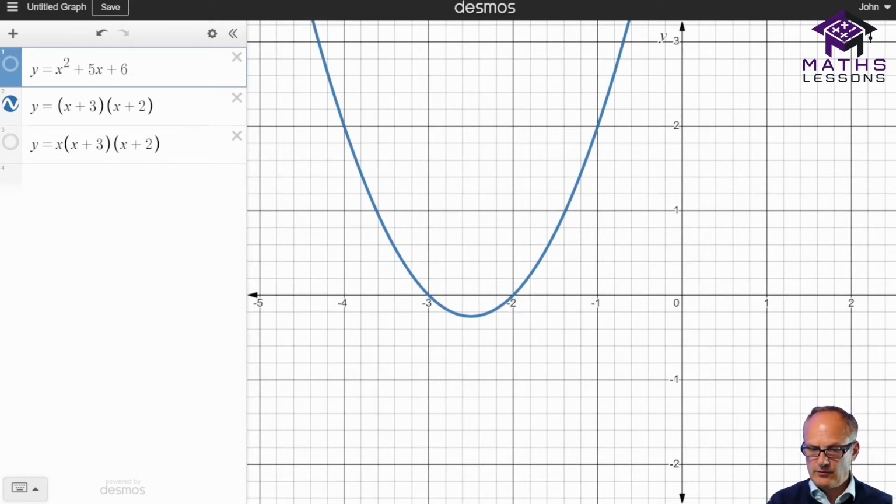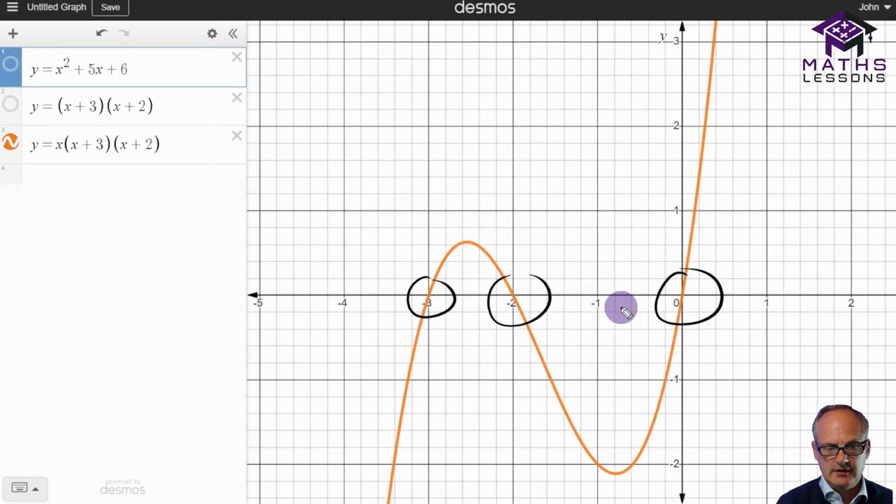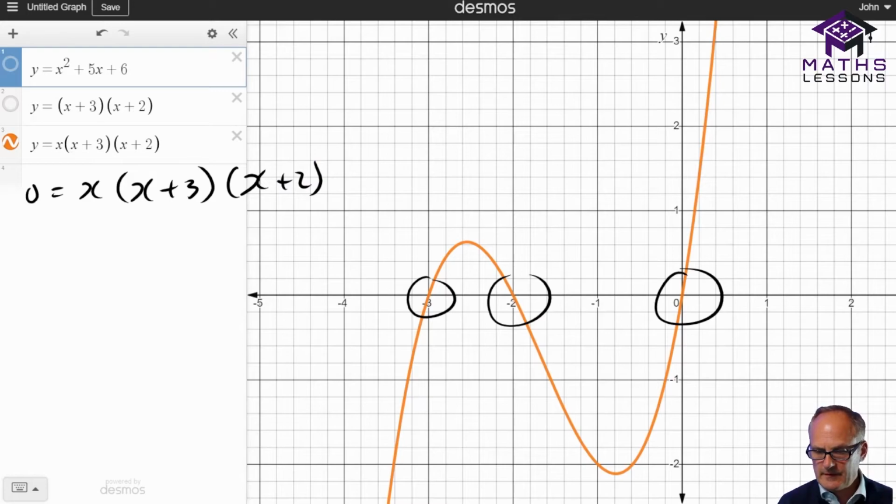Let's get rid of all of that and look at another graph. We're going to look at this cubic here, crossing at -3, -2, and 0. If you notice, here are the values. You're going to remember, if you have 0 equals x times x plus 3 times x plus 2, then either this or this or this must equal 0.